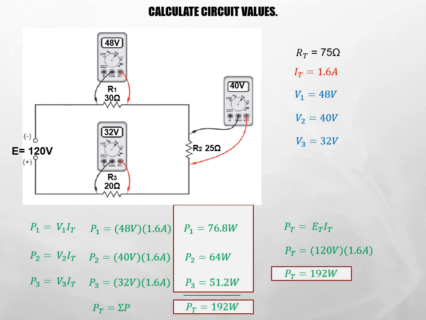This is also another good thing that we can use to check our work at the end. PT is equal to the sum of P, where the total power dissipated by the circuit is equal to the sum of the individual powers. Or PT is also equal to ET times IT, as it always has been for us since we started.